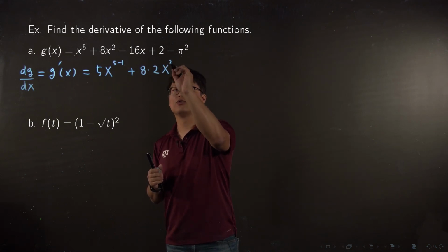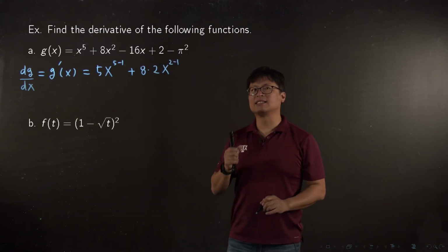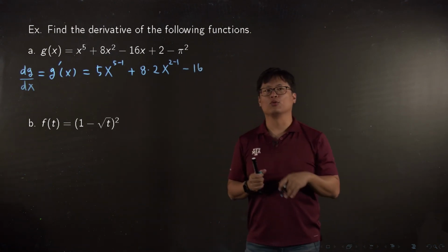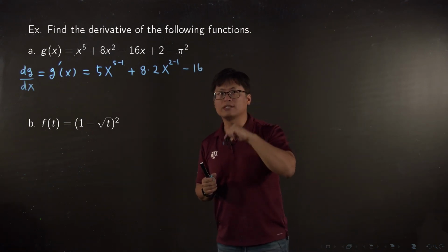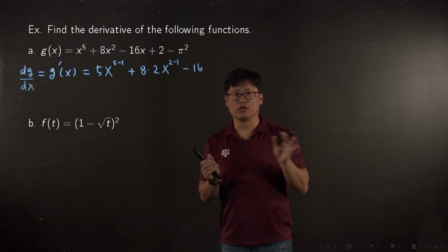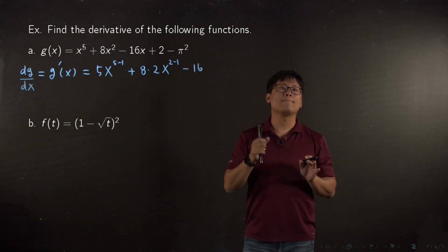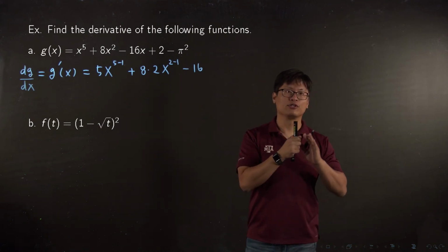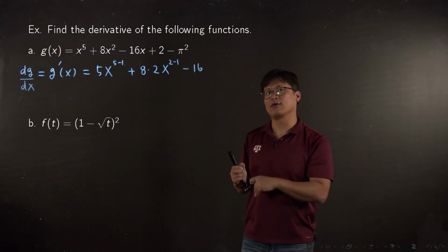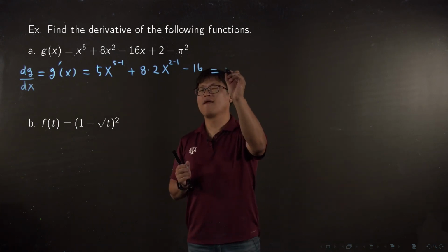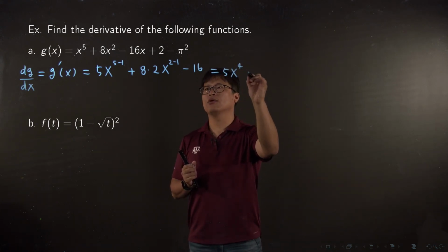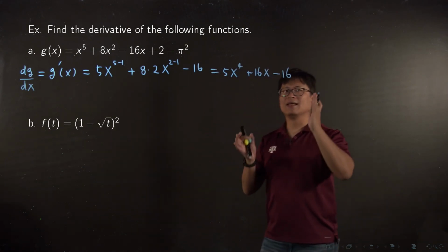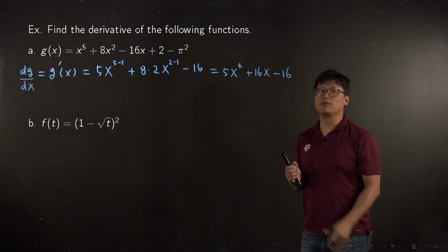2x to the 2 minus 1, and minus 16x, power rule, right? Minus 16, and x prime is equal to 1, right? And then look at that. 2 is constant, so 2 prime equals 0. That's it, okay? And next one, pi square is also a number, so pi square prime is also equal to 0. So let me simplify. That is equal to 5x to the 4 plus 16x minus 16. That's it. This is the derivative of the given function, okay?